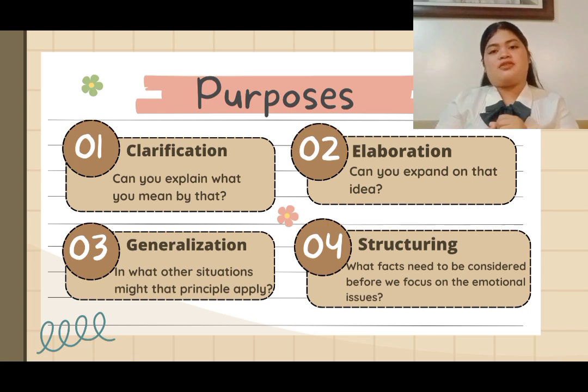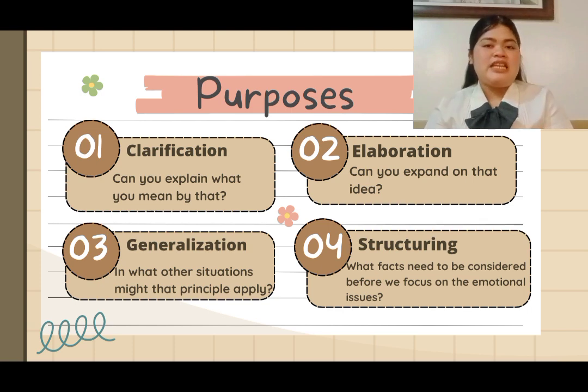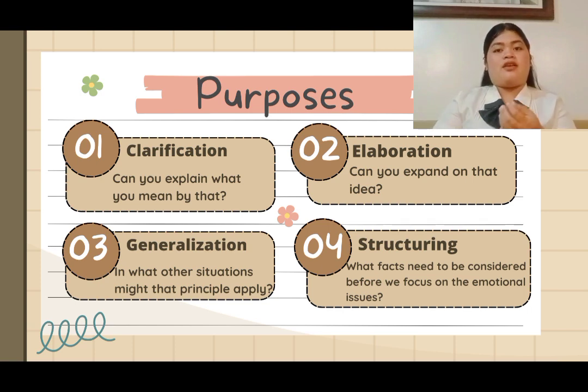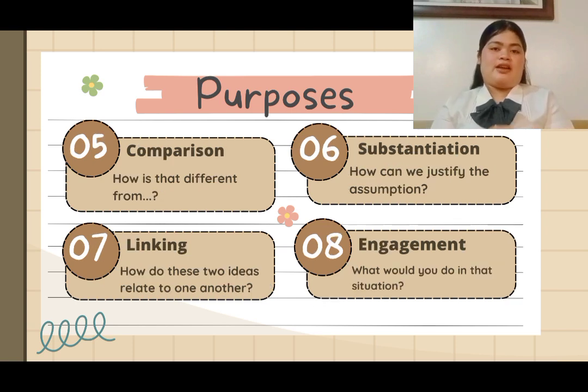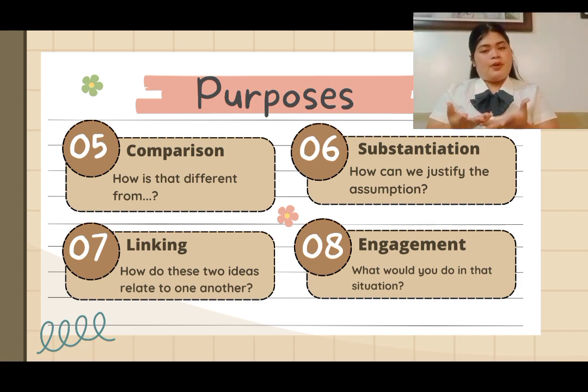And the next one is the structuring. What facts need to be considered before we focus on the emotional issues? And then next is the comparison. How is that different from this? So you try to compare two different things. The next one is the substantiation. Here, for example, how can we justify these assumptions? And the next is the linking. How do these two ideas relate to one another? You try to relate or look for the difference of two things.